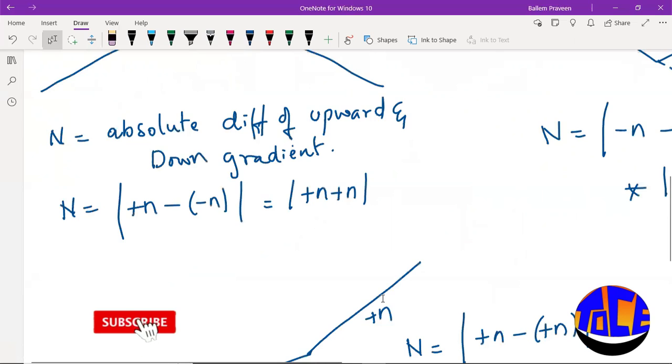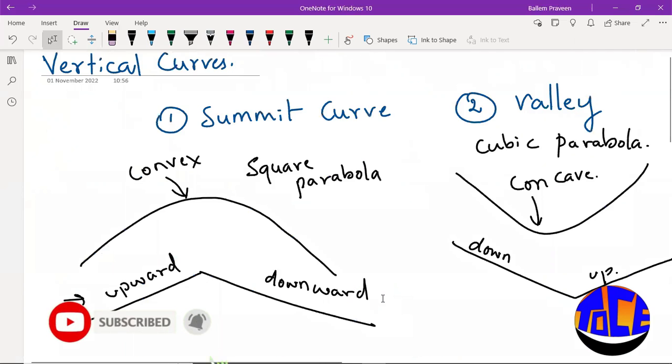So this is the basic concept of vertical curves, the summit curve and the valley curve.